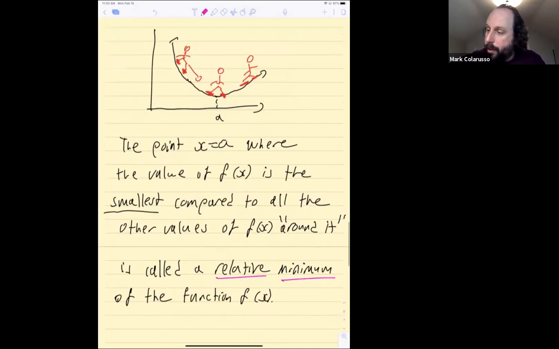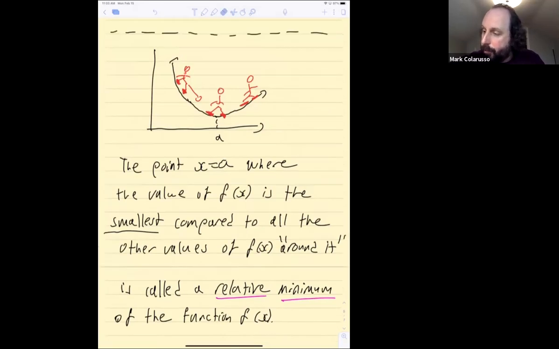So let me erase my beautiful skier and be a little more serious. Just a little bit more. So here at this point, f(a) is a relative minimum.